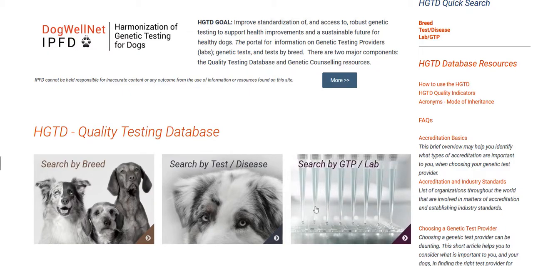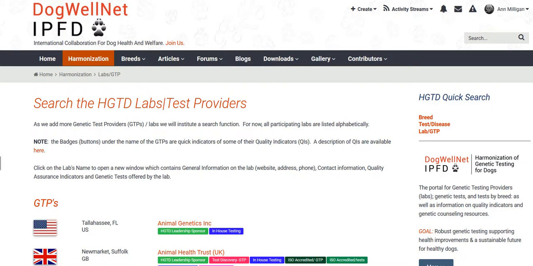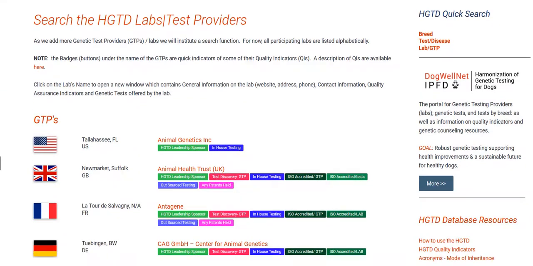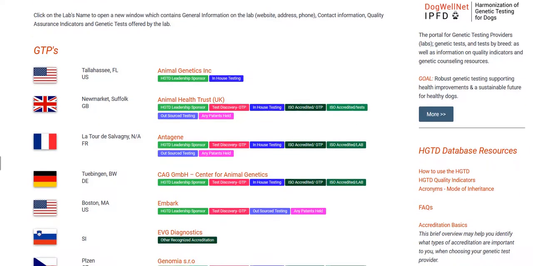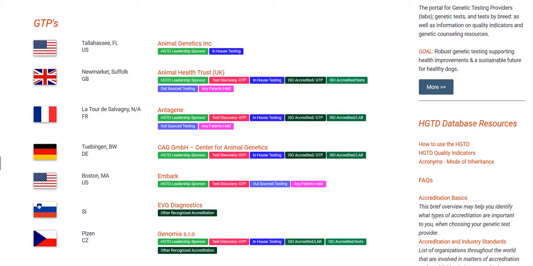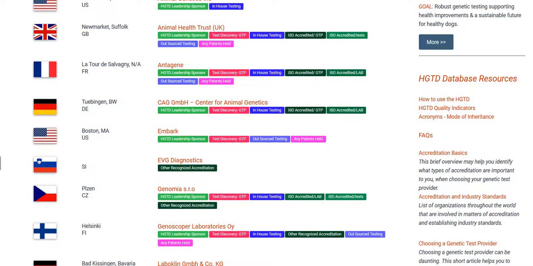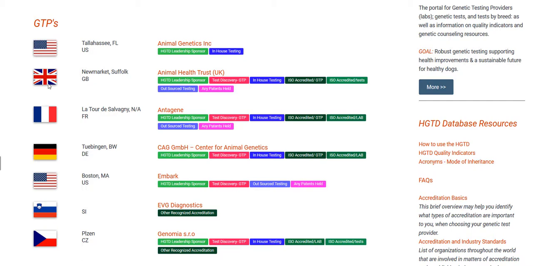Let's take a quick look at the HGTD's search by a genetic test provider or lab to see what sorts of information we can find there. As you can see, when we get to this page, we have a list of genetic test providers in alphabetical order. You can easily see what country they are associated with.